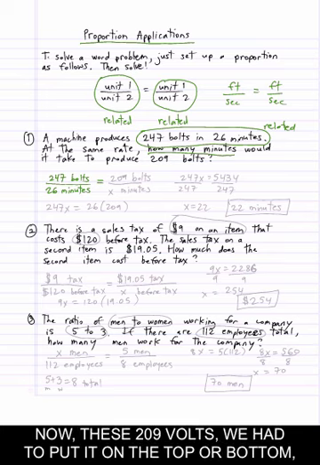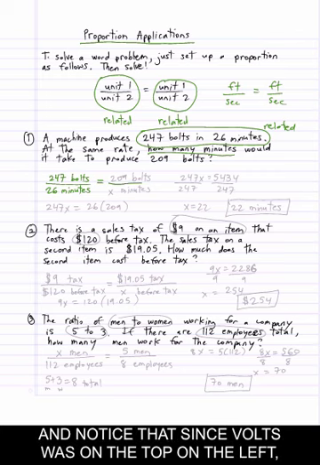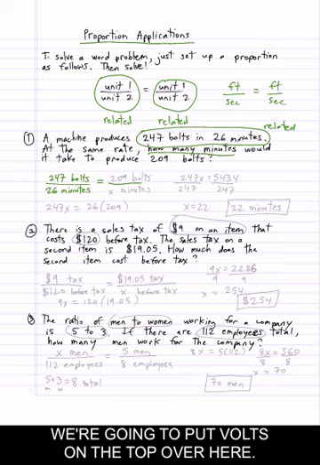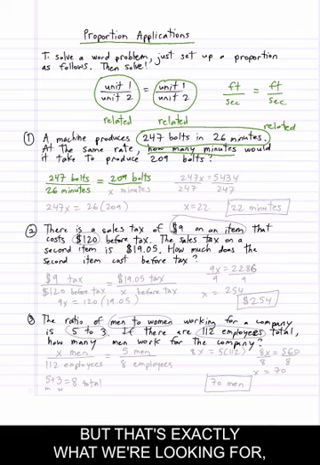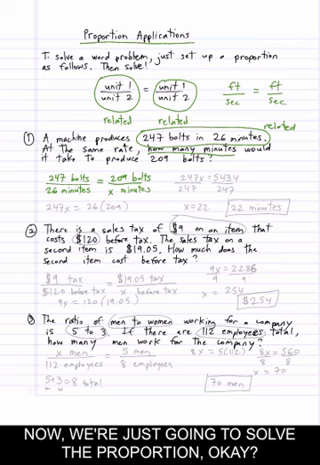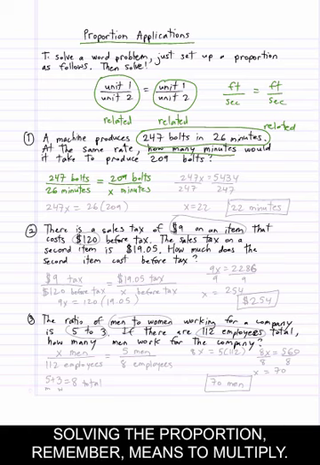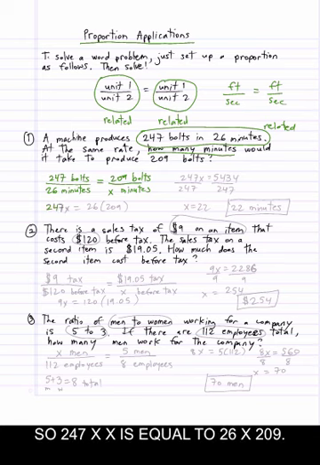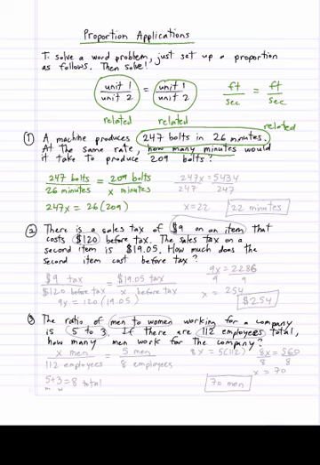Now this 209 bolts, we either put it on the top or on the bottom. And notice that since bolts was on the top on the left, we're going to put bolts on the top over here. Now the minutes we don't know, but that's exactly what we're looking for, so I'm going to write X minutes here. Now we're just going to solve the proportion. Solving the proportion, remember, means to multiply. So 247 times X is equal to 26 times 209.